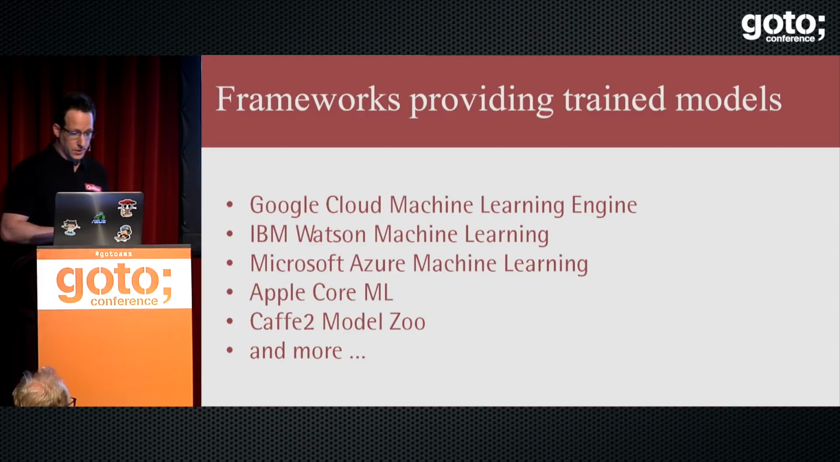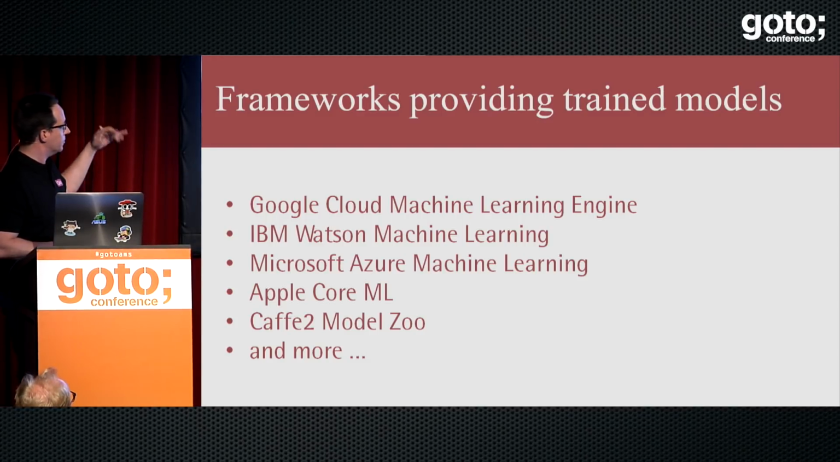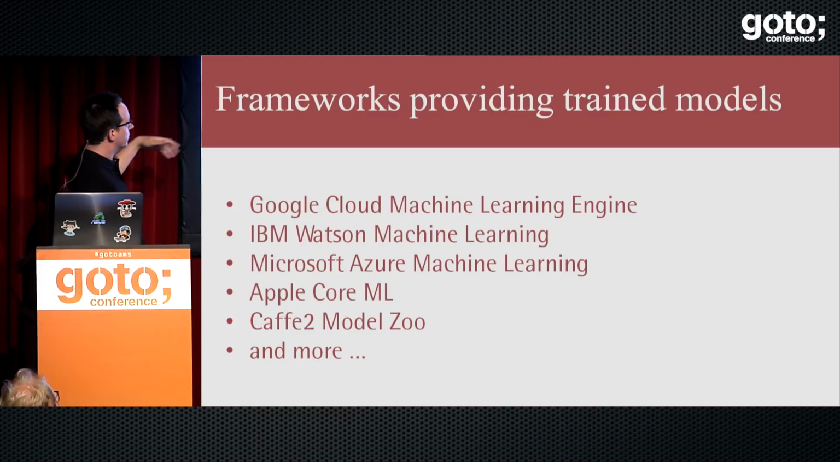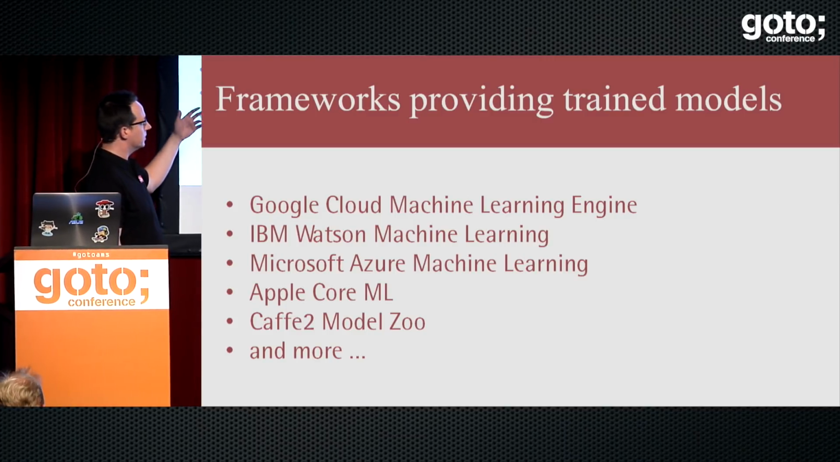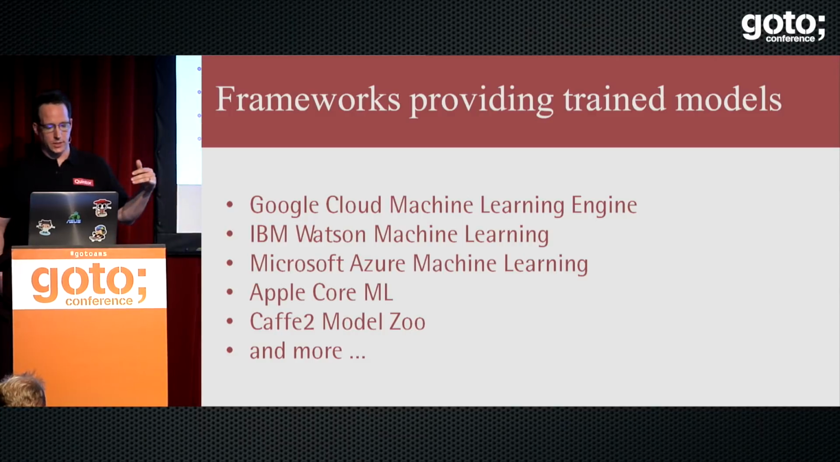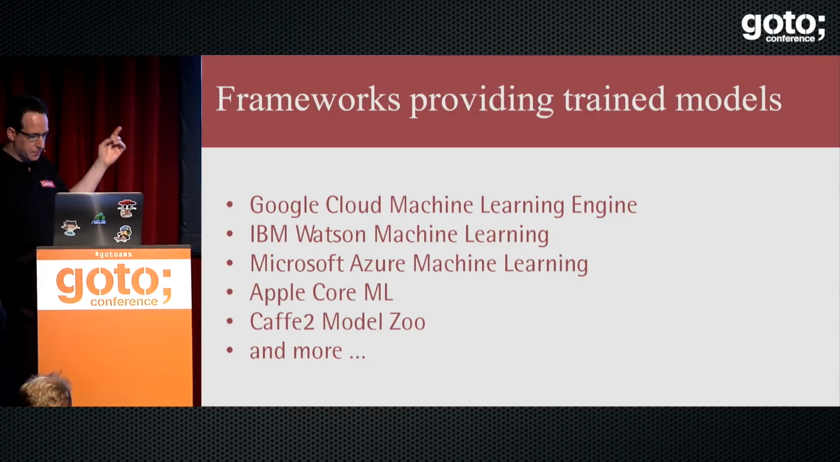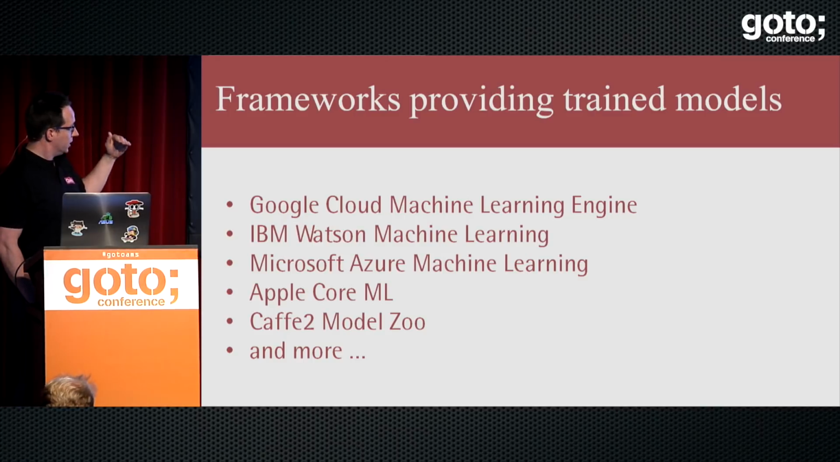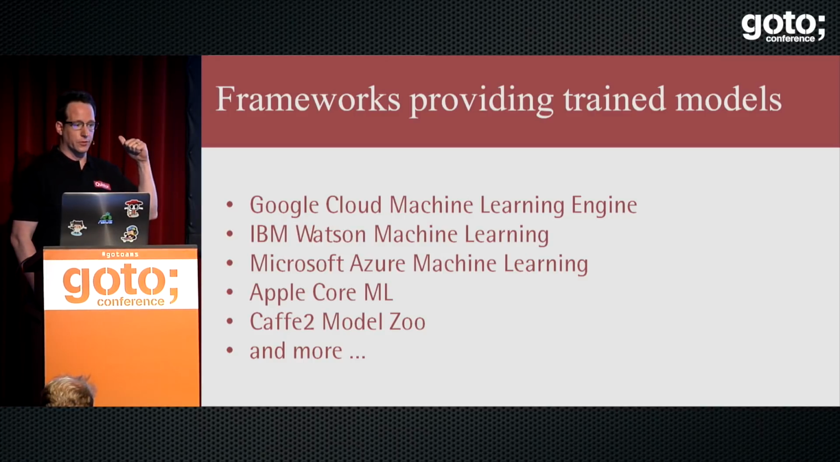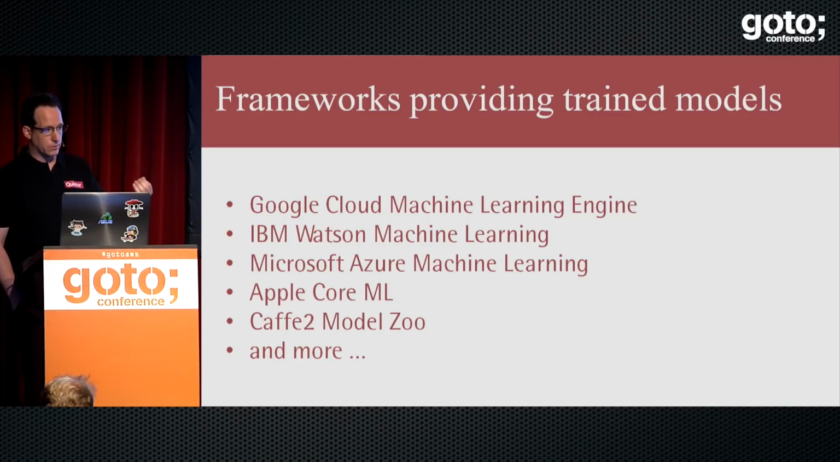There are several frameworks that already provide trained models, some through an API and some not. For example, the Google Cloud Machine Learning Engine. You have the IBM Watson Machine Learning, that's through Bluemix. Microsoft Azure Machine Learning. Recently, Apple also introduced their own machine learning for your applications.